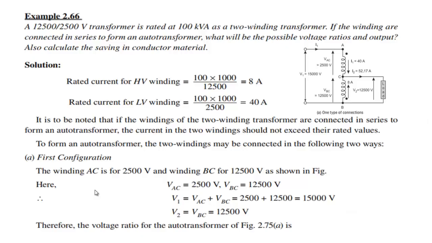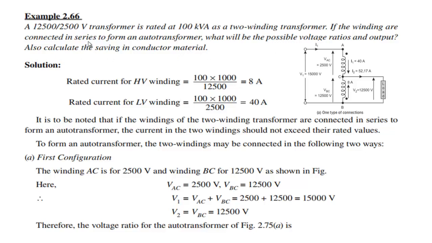Now let us try to do some numerical problems, and it will be very much helpful in understanding this. So a 12,500 by 2,500 transformer is rated at 100 kVA as a two winding transformer. If the windings are connected in series to form an auto transformer, what will be the possible voltage ratios and output? Also calculate the saving in conductive material. So we need to calculate these things.